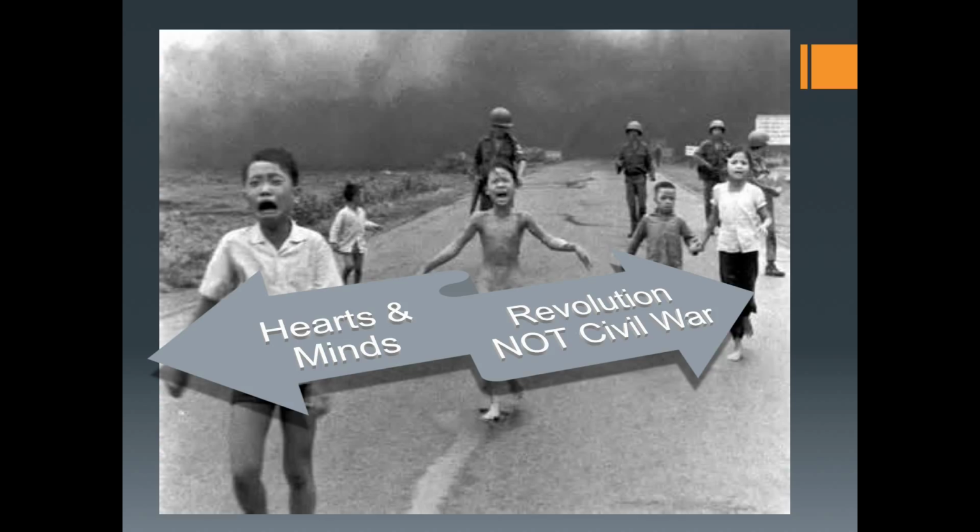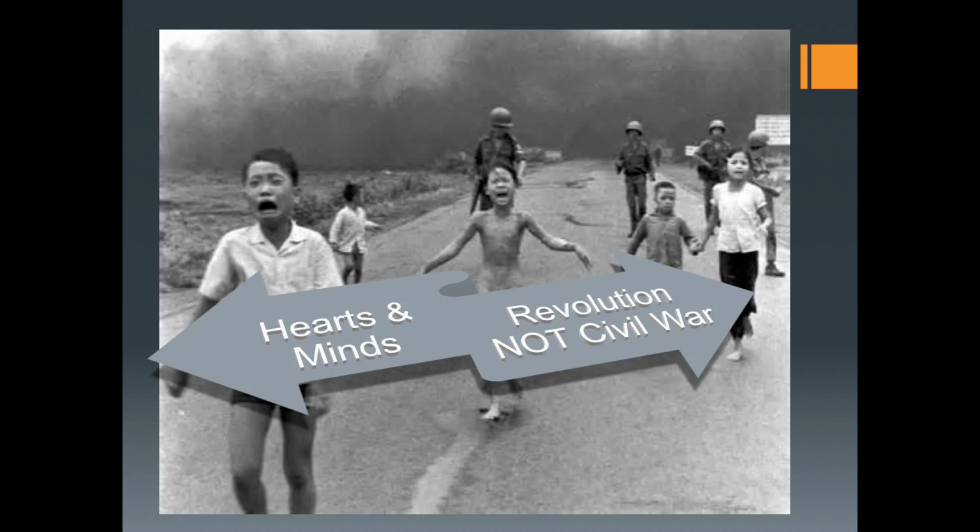Here's another one of these. This is a very famous, iconic picture here. And it's, again, sometimes disturbing to see. But when America went into Vietnam, they said they were fighting for the hearts and minds of the people of Vietnam. And that's good intentions. I totally agree with that.